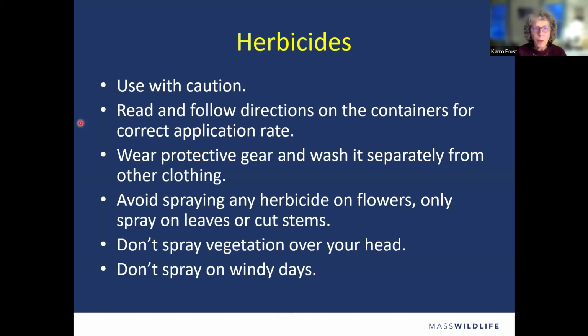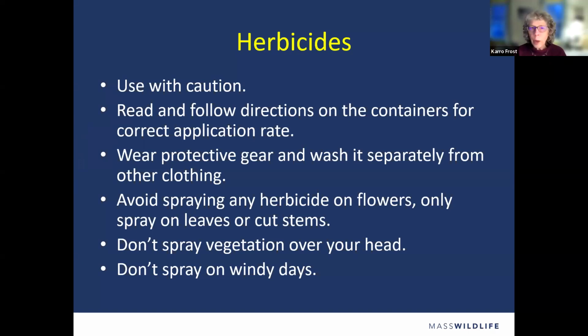Always read and follow the directions on the containers so that you've got the correct application rate. Just because you're buying these over the counter at your local gardening center doesn't mean that they are safe. You really do need to wear the protective gear, and you want to wash that. Any clothing that you use herbicides in, wash it separately from other clothing so you're not spreading it around.